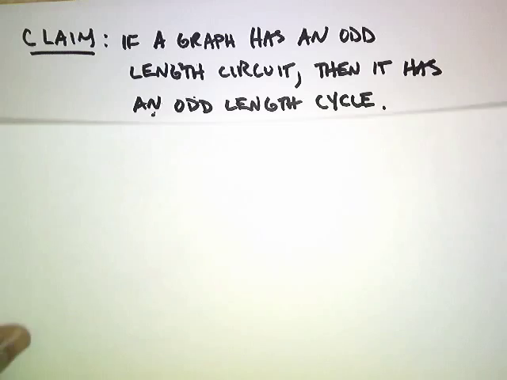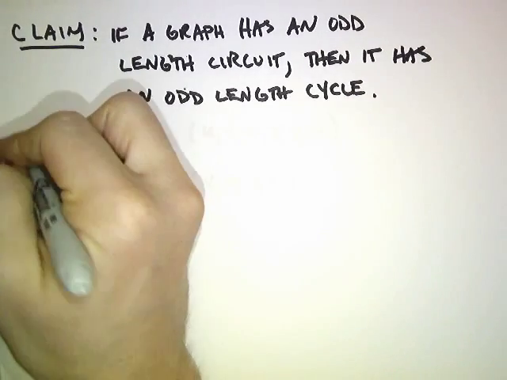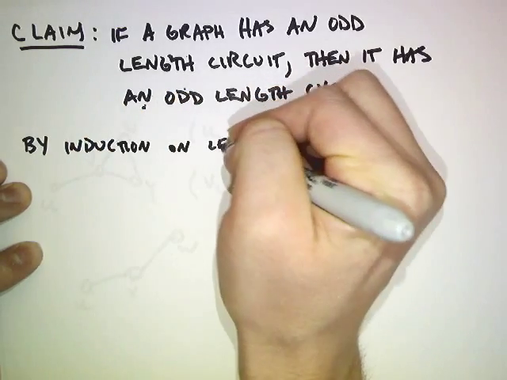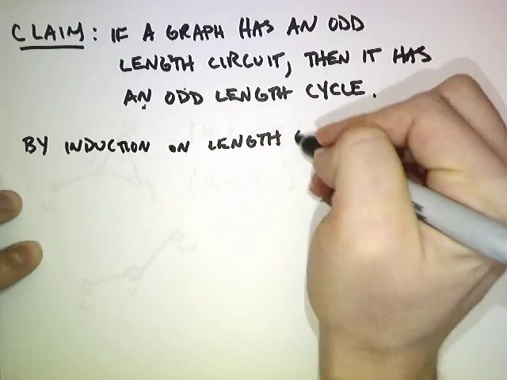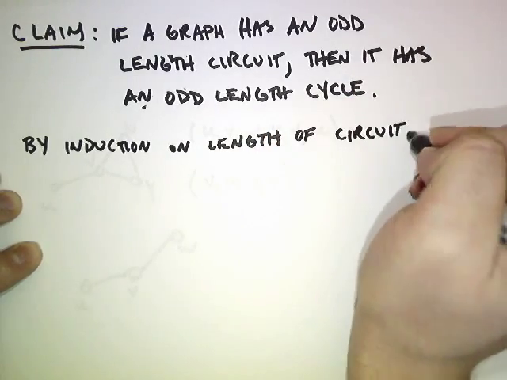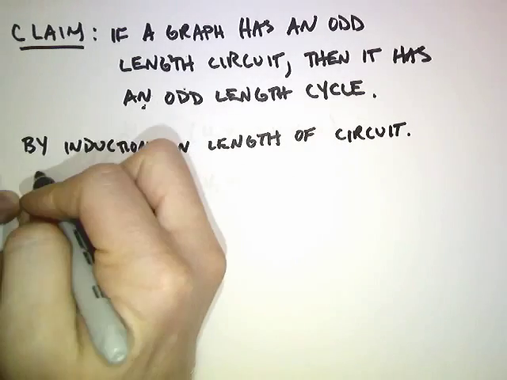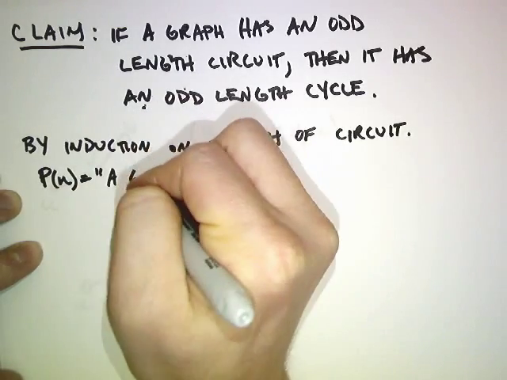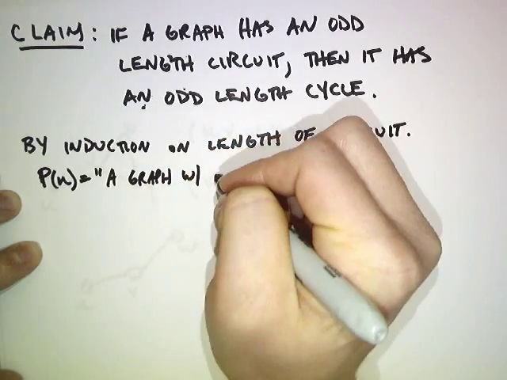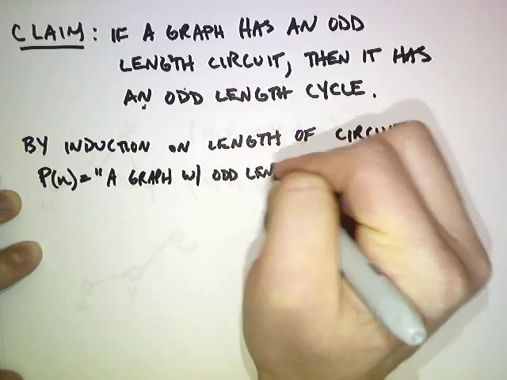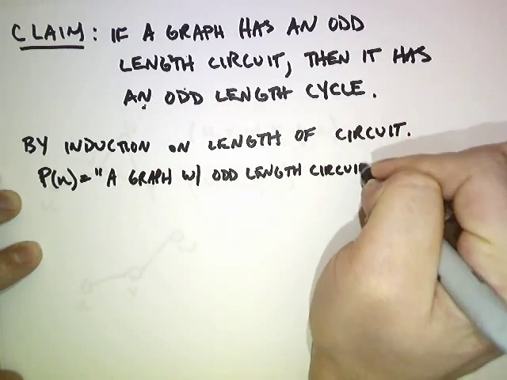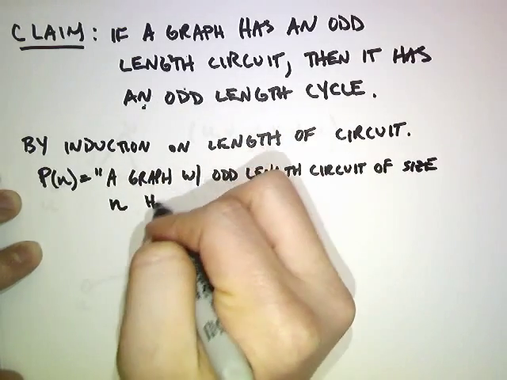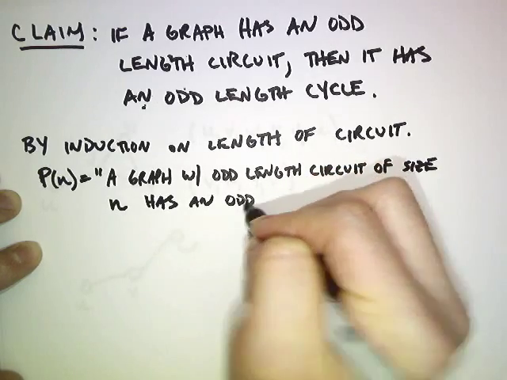Okay, so how do we actually formally prove the claim? Well, we're going to do it by induction on the length of the circuit. So what's the base case? I guess we should say P of n is: a graph with an odd length circuit of size n has an odd length cycle.